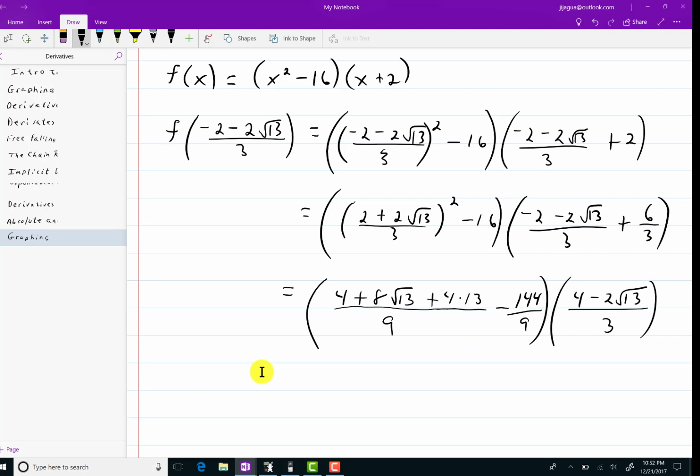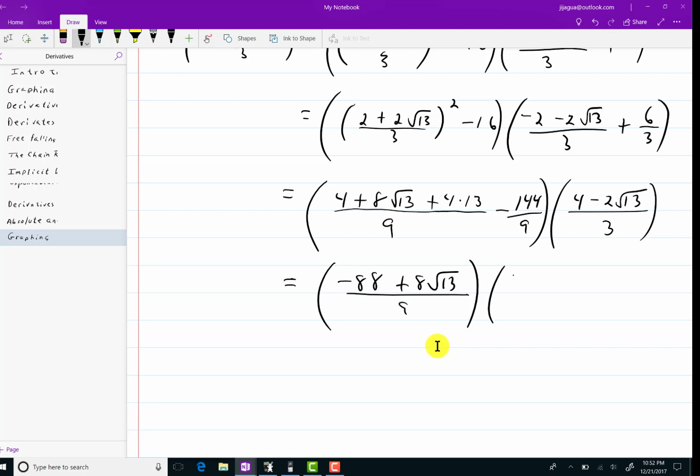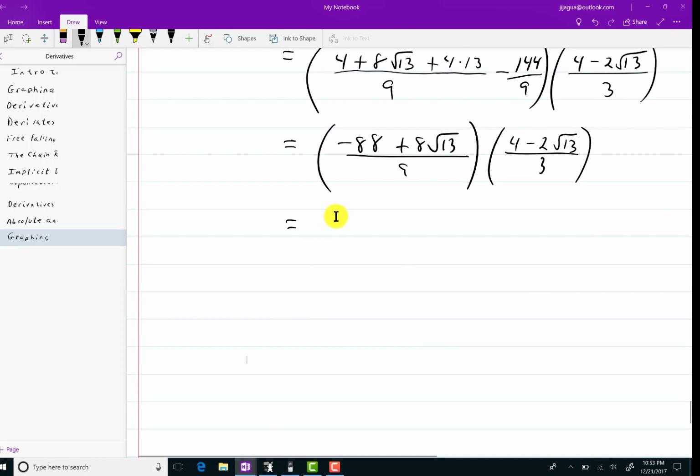Okay, now what I'm going to do next is I'm going to combine these guys here. If you look, 4 times 13 is 52. 56 minus 144. What is 56 minus 144? I think that's negative 88. Plus 8 radical 13 over 9. I am going to factor an 8 ninths from the first piece. 8 over 9. That will leave me with negative 11 plus radical 13. And from the second piece, I'm going to factor out 2/3.